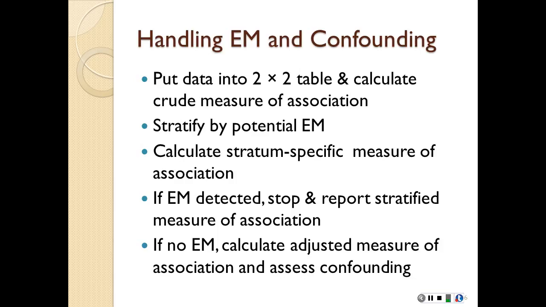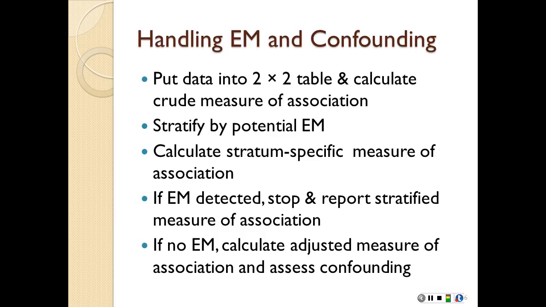You stratify by your potential confounder or effect modifier. So whatever third variable you think is having some influence on the relationship between the exposure and outcome, you stratify based on that variable. You then calculate your stratum-specific estimates. You look to see if it's an effect modifier. So if your stratum-specific estimates are really different from each other, you stop. You say it's an effect modifier, and you report the stratum-specific estimates.